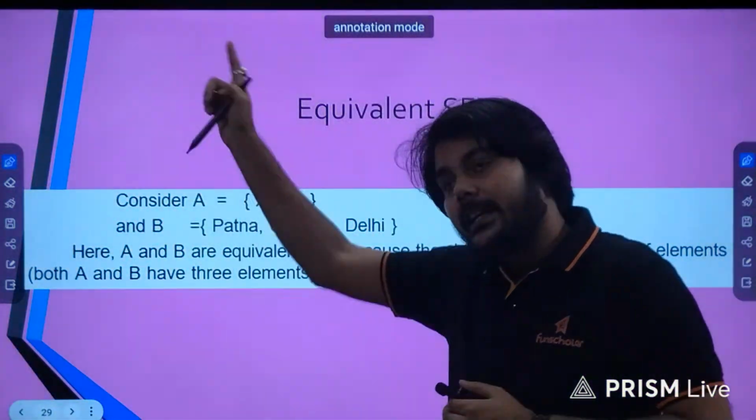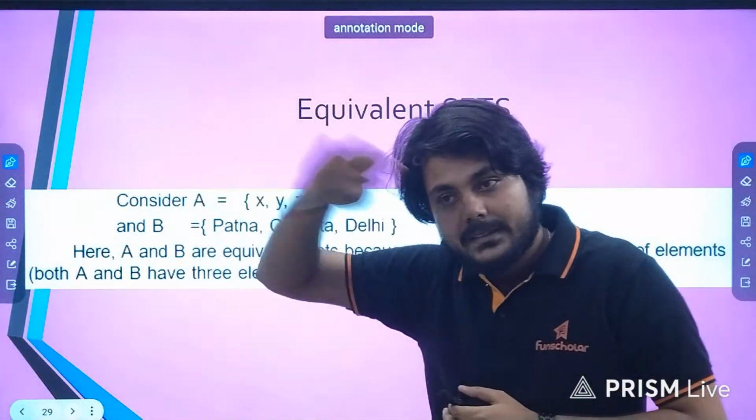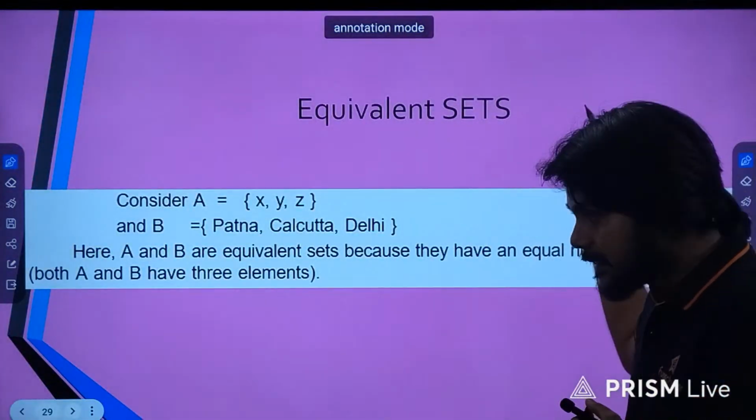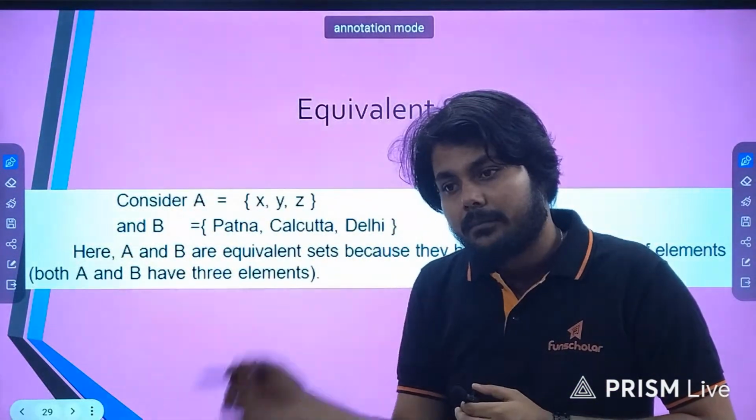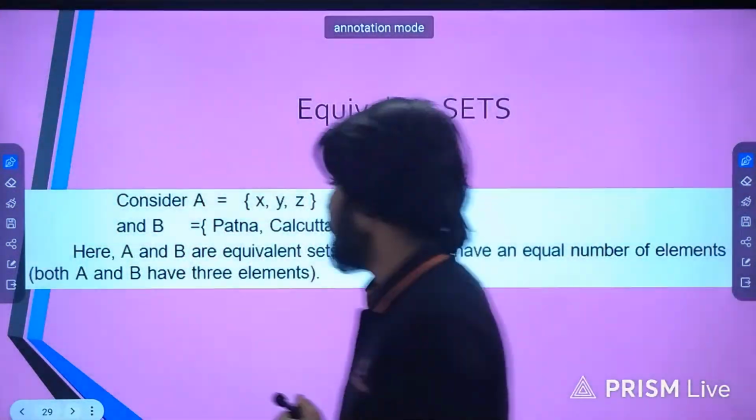What is the difference between equal set and equivalent set? Equal set: same number of elements, same elements. Equivalent sets: different elements, but they are equal in numbers. Understood?